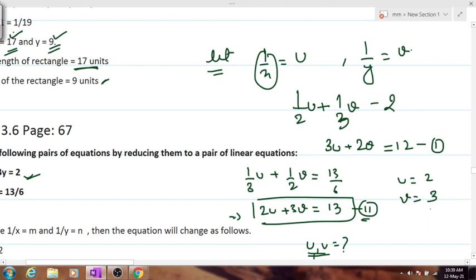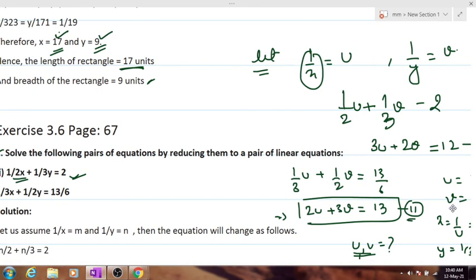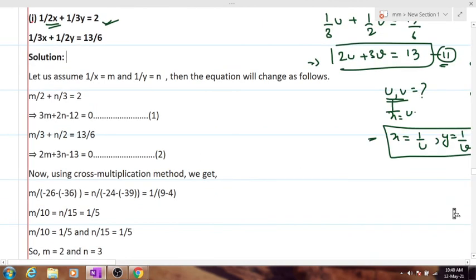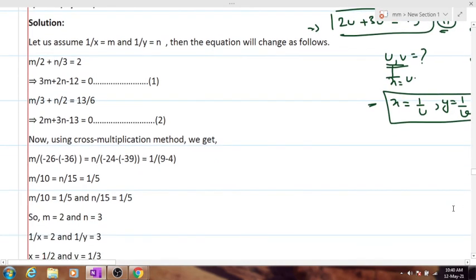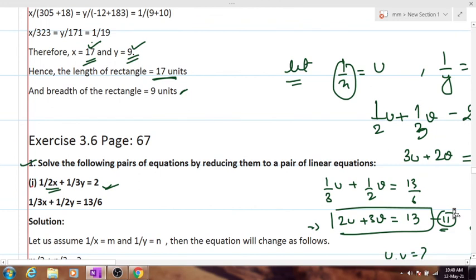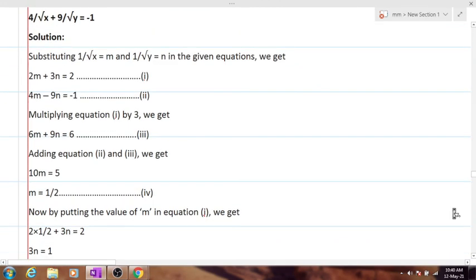Did everybody get the same answer? Therefore, our x will become 1 by u, which is 1 by 2, and y will become 1 by 3. Does anybody have any problem in this? This is a simple thing that you have to do. Did everybody get the answer for u and v? If not, then I would highly recommend practicing the rest of the 5 exercises again at least 3 times. If you are not able to do this, then I think there is some serious error.